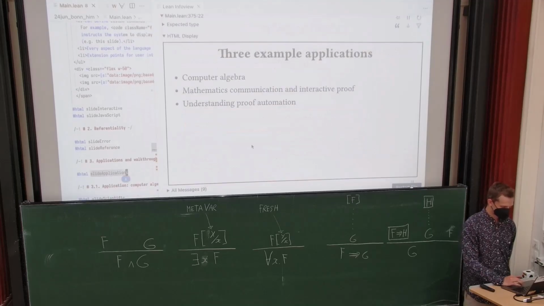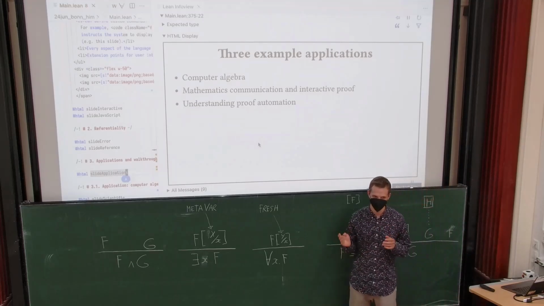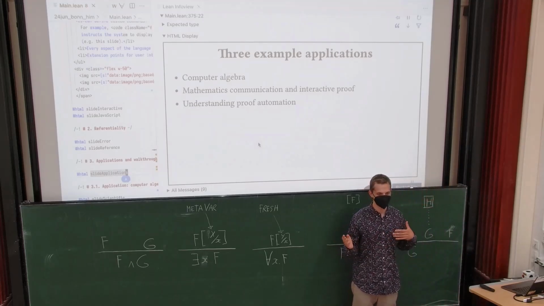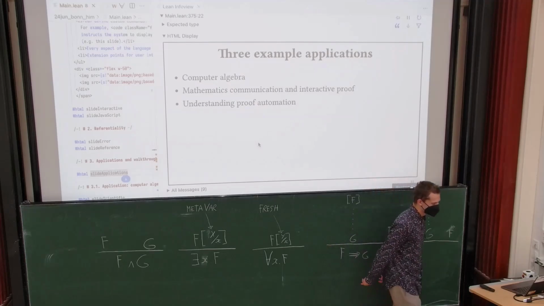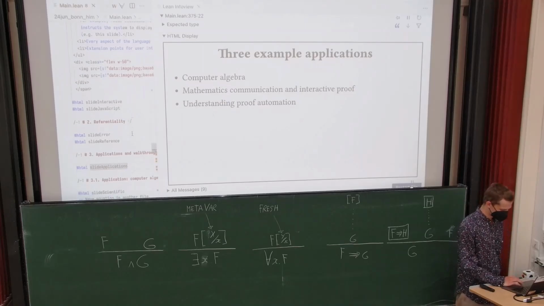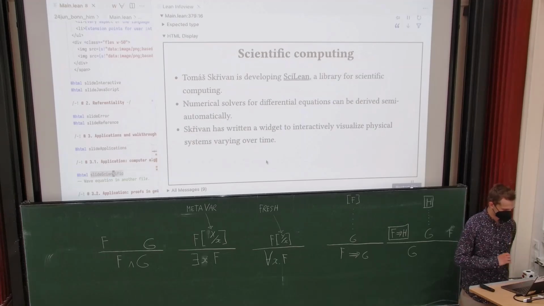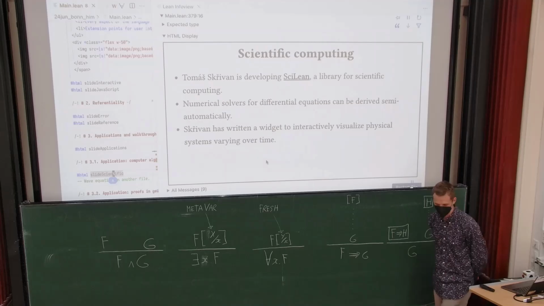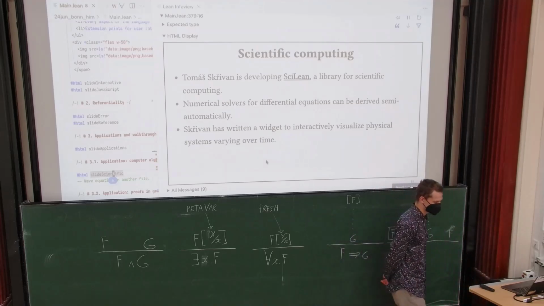And so what I wanted to focus on is three example applications of this technology, as well as to give some indication of how you would actually implement a visualization of your own, and hopefully convince you that it's not too difficult. So the first example is in computer algebra. Tomasz Skrzypczak at CMU is developing this library called Sciliean, which is a library for scientific computing.